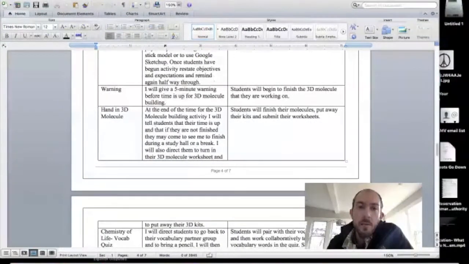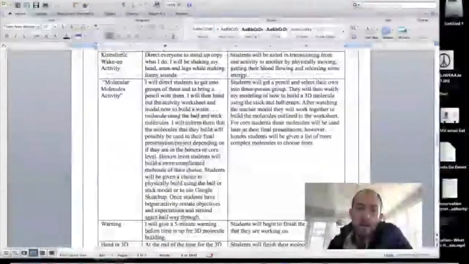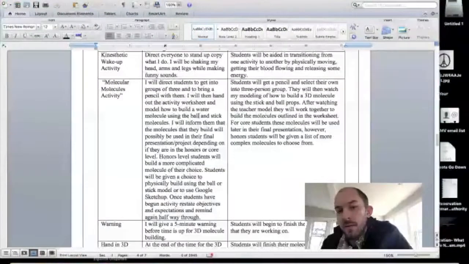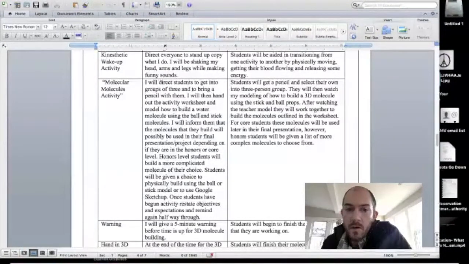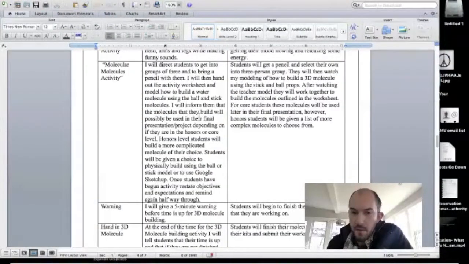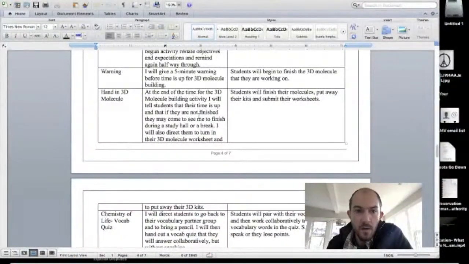I'm going to give them warnings, a 5-minute warning toward the end, and also I'll walk around the room during this activity to remind students what their goals are, to answer questions, and to try to spend some one-on-one time with students. I think that's very helpful, as opposed to sitting behind a desk for the whole time. I really try to interact with my kids while we're doing labs.